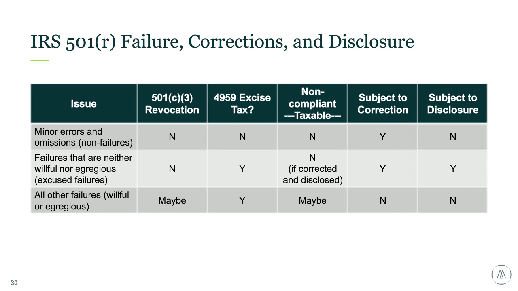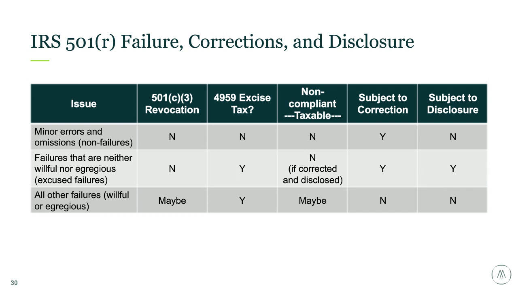Minor errors and omissions, the IRS didn't very clearly define this. They said it's based on the size, scope, nature, and significance of the error or omission. Also, they look at it in aggregate, so if you have a minor one with community health needs, you have several minor errors with your financial assistance policy, and looking at all of those together, they're not minor, then they would fall into the next category.